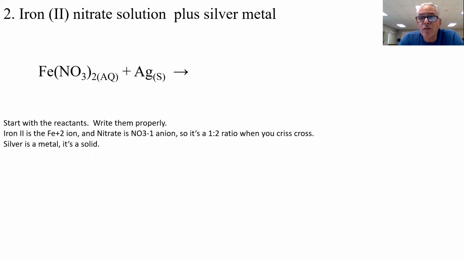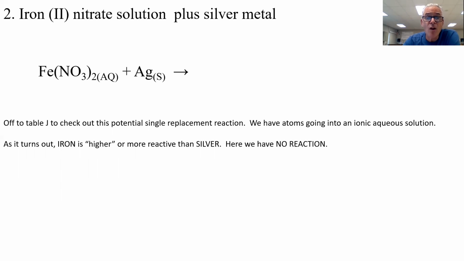Now we're going to go look at table J. Iron, nitrate, and silver. 2 of those 3 things are on the left side of the table, the metals, iron and silver. Nitrate's not even on the table. That doesn't matter. We only need to have 2 items on one side of the table to decide what happens. And in this case, iron is higher than silver. Silver jumps into the solution and says, yo, I want to dance with the nitrate. And iron says, you can't push me out of solution. You're lower on the table. You're less reactive than me. So here we're going to have what's called no reaction.